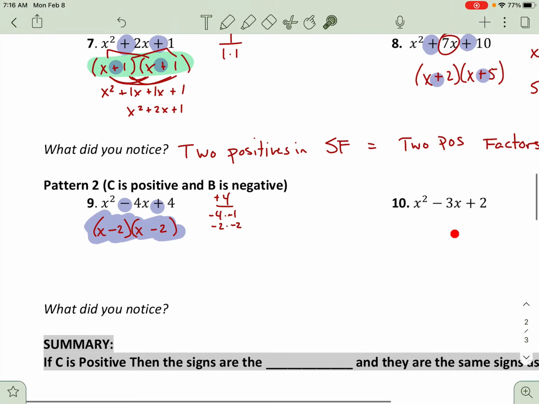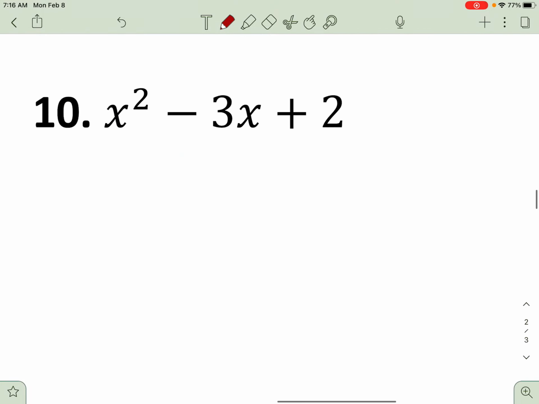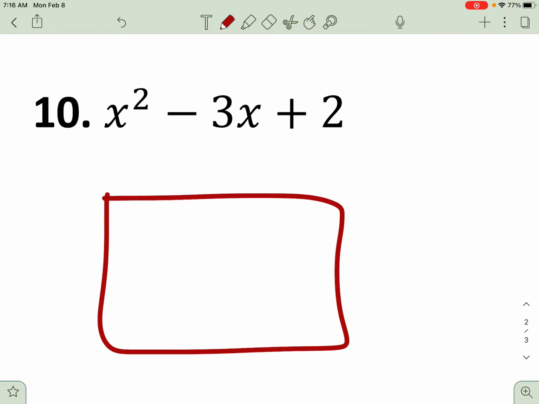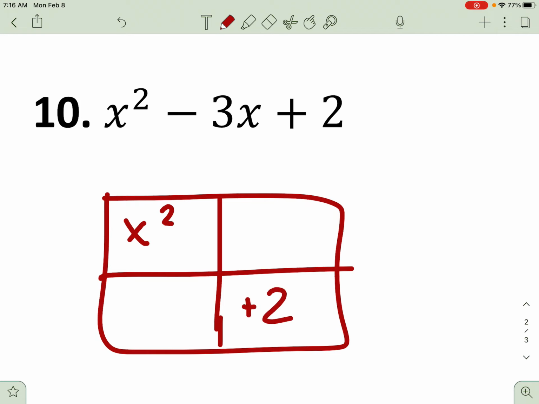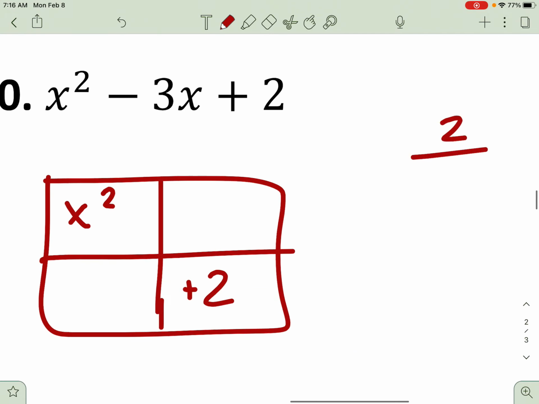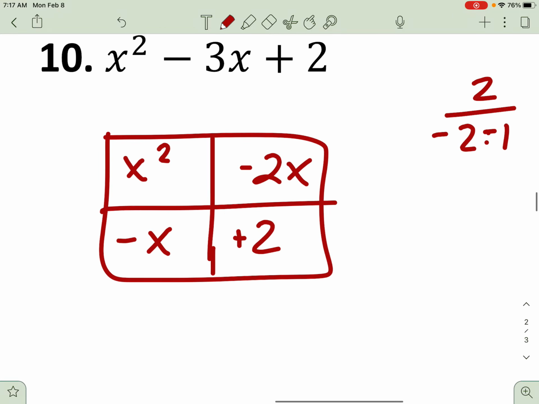So what do you notice? Well, if it's negative, positive, that means it has to be two negative symbols. Let's try this one and make sure that that's actually accurate. So if we do the box method, x squared, positive 2, take the factors of 2. Well, you have 2 times 1, but it's got to be a negative 3, so it's got to be negative and negative, right? And then when you add them together, it gives you negative 3, so negative 2x, negative 1x. So these factor into x.